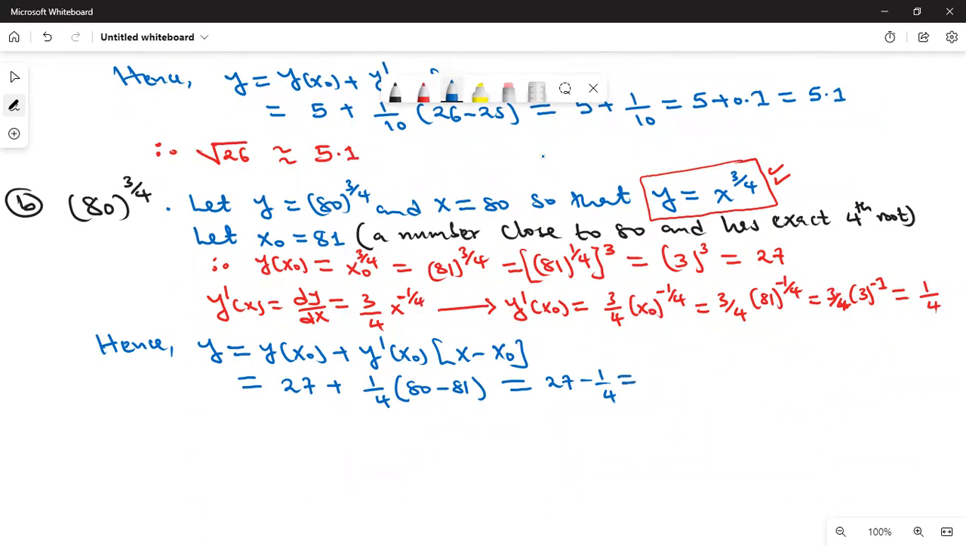So this will give you 27 minus 1 over 4. That is 27 minus 0.25. And so that will give us 26.75. So we have found that again by linear approximation. So you can now say, therefore, 80 raised to 3 over 4 is approximately equal to 26.75. That is, if you use linear approximation without the aid of your calculator.